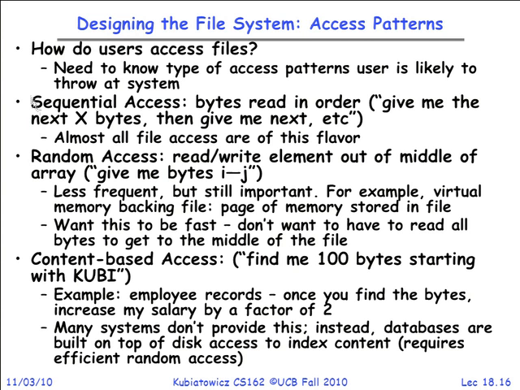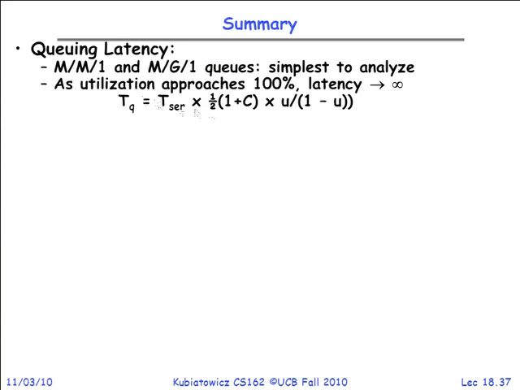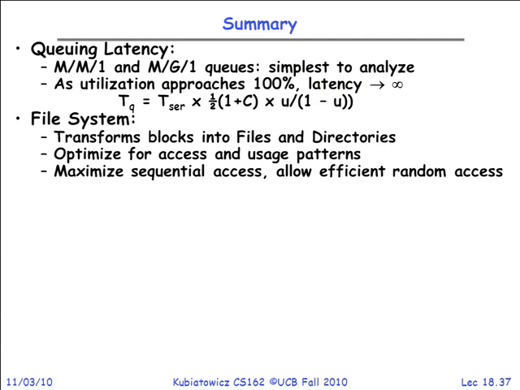So in conclusion, we talked about queuing theory today, which was a lot of fun, I can tell. We talked about two types of queues, the M/M/1 and the M/G/1 queues. This is the equation to remember. And the key thing here is that as the utilization goes to 100%, or U goes to 1, latency goes to infinity, which is kind of unfortunate but true of pretty much any system you're likely to run into as an engineer. We talked about file systems which transform blocks into files and directories. We talked about optimizing for access and usage patterns, and we're going to maximize sequential access and allow random. And we talked about inodes, file headers.